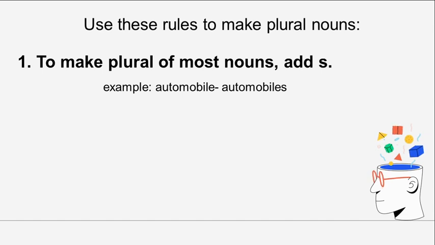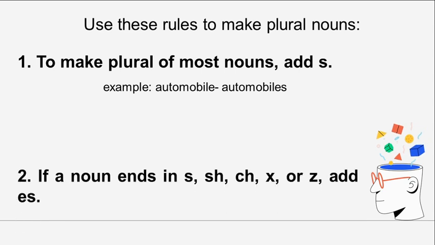So for example, automobile. It says here in rule number 1 that you just need to add letter S. So automobile, you add letter S, it will be automobiles. Do you understand? Can you give me more examples of it? Okay, very good.